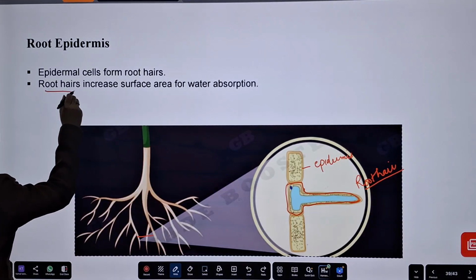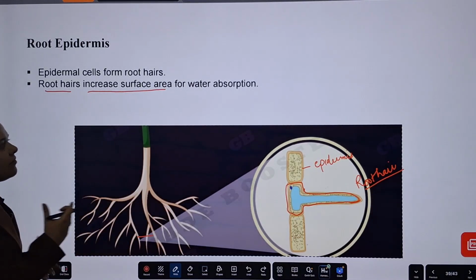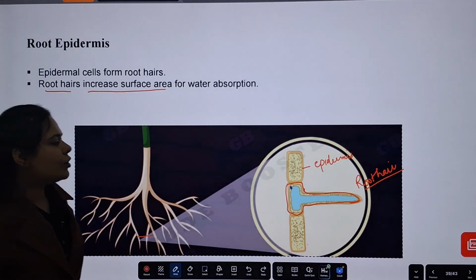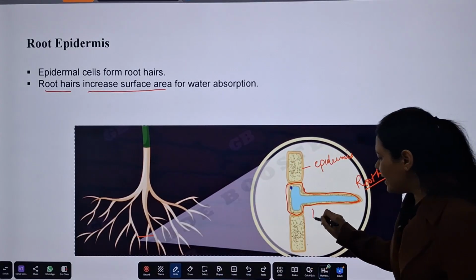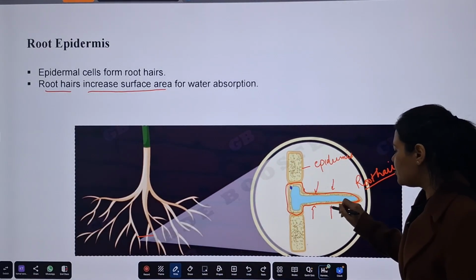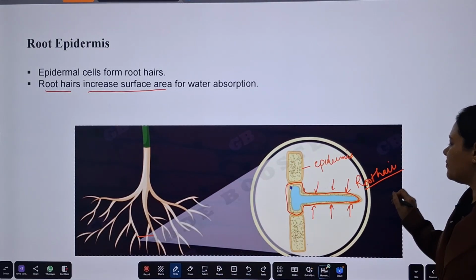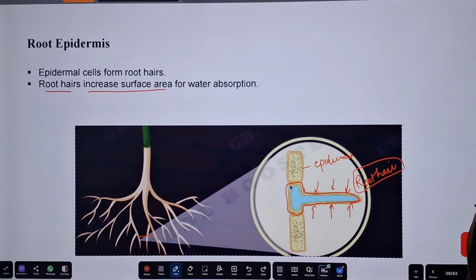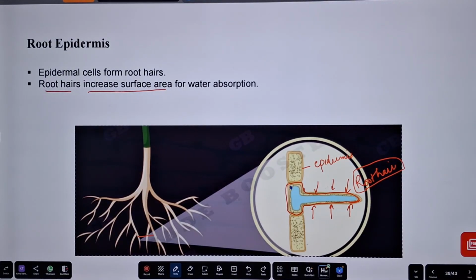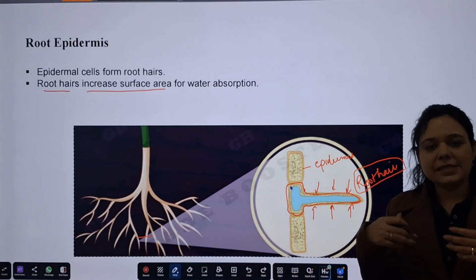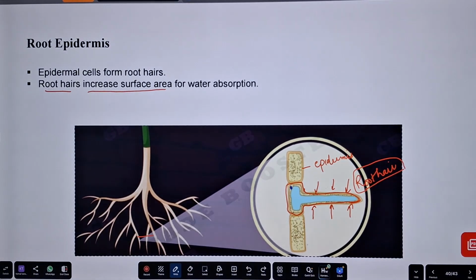These root hairs increase the surface area for water absorption. So the area for water and mineral absorption increases because of the formation of root hairs from the epidermal cells. Now let's move to the second protective tissue, which is cork.